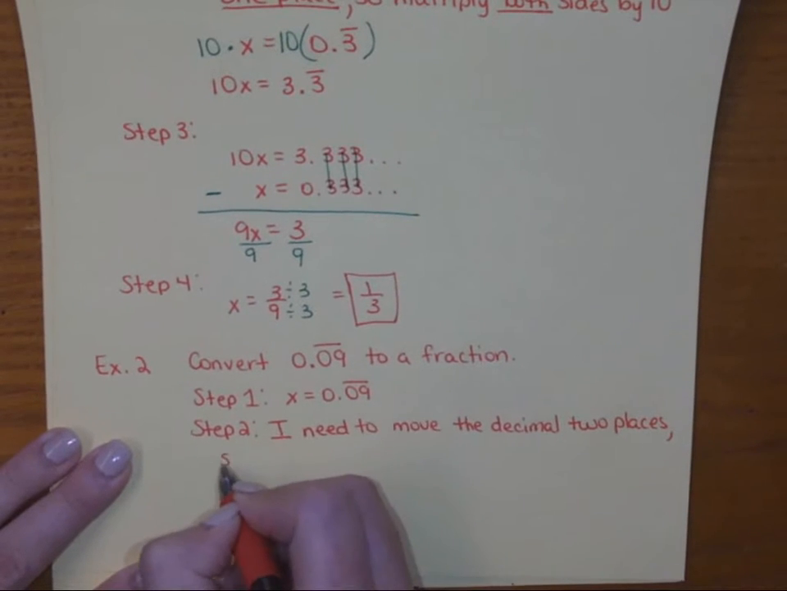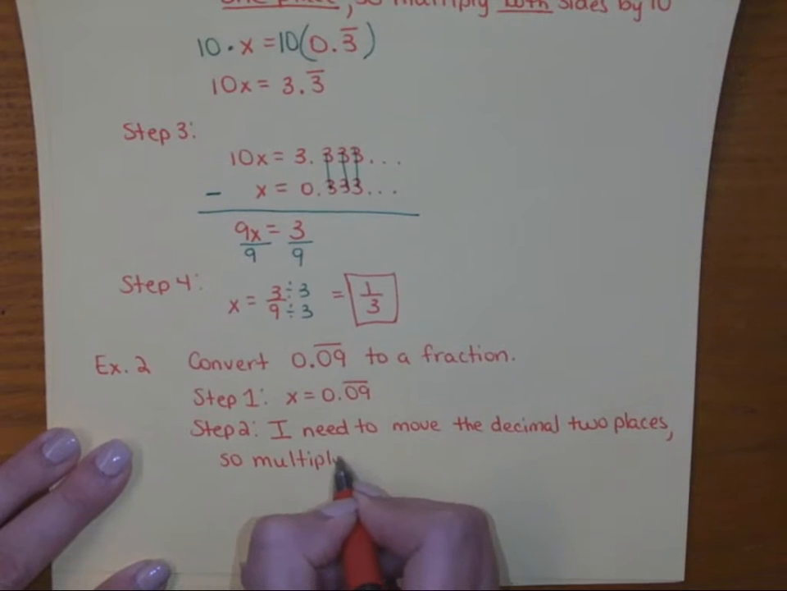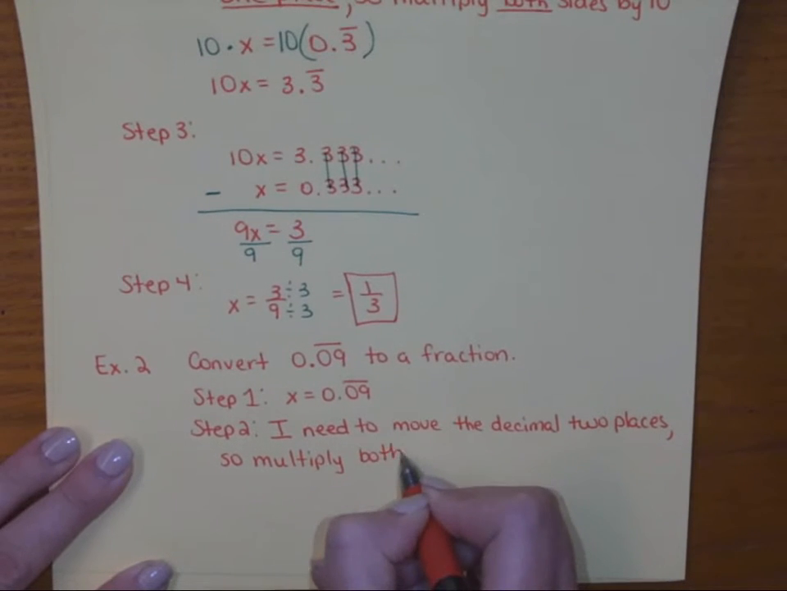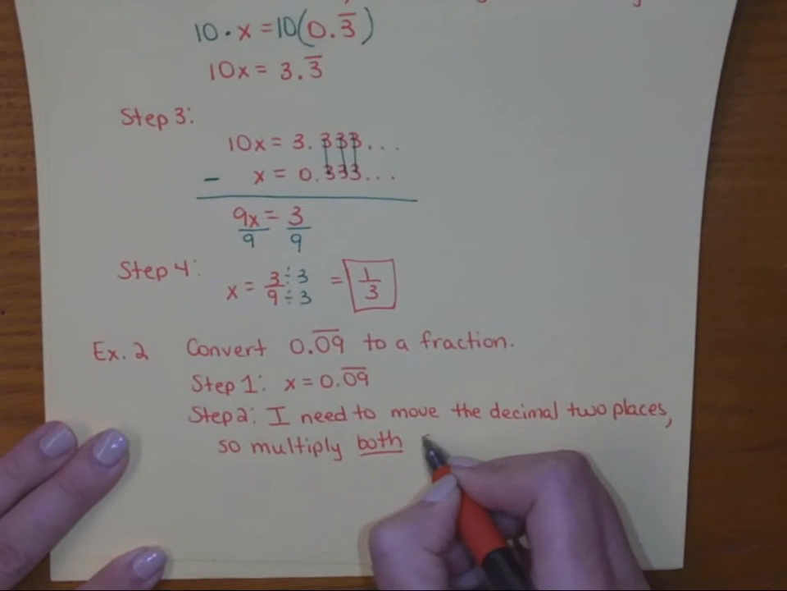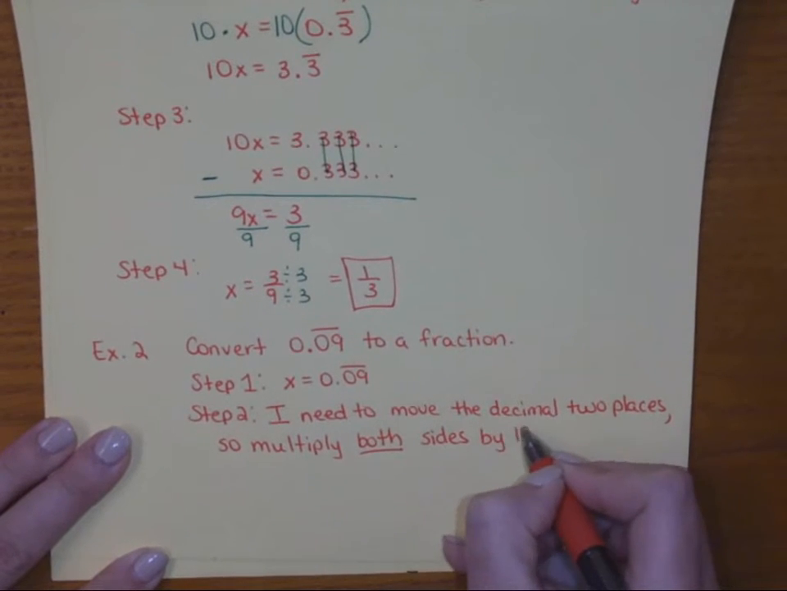Okay, so that means I'm going to need to multiply both sides by something else other than 10, but it's always going to be a power of 10. So what number would move the decimal place twice? 10 squared or 100?